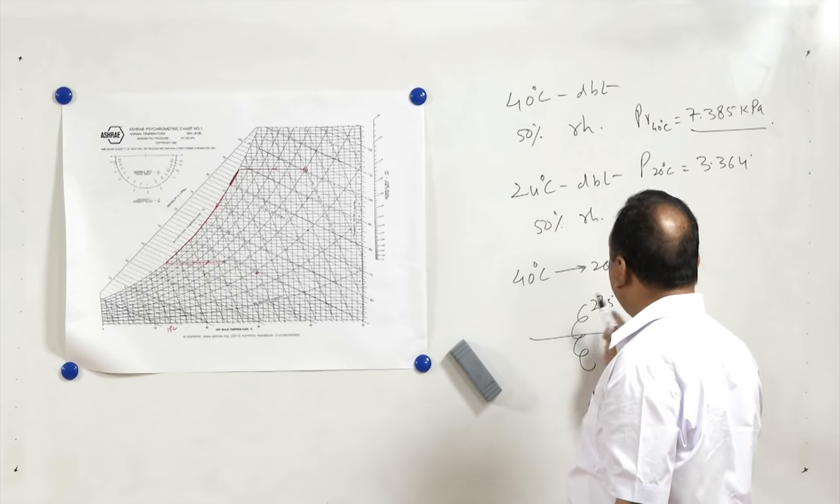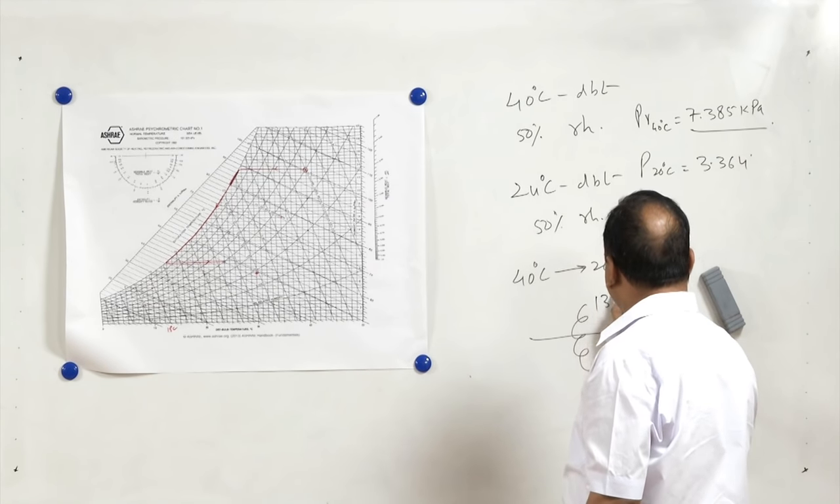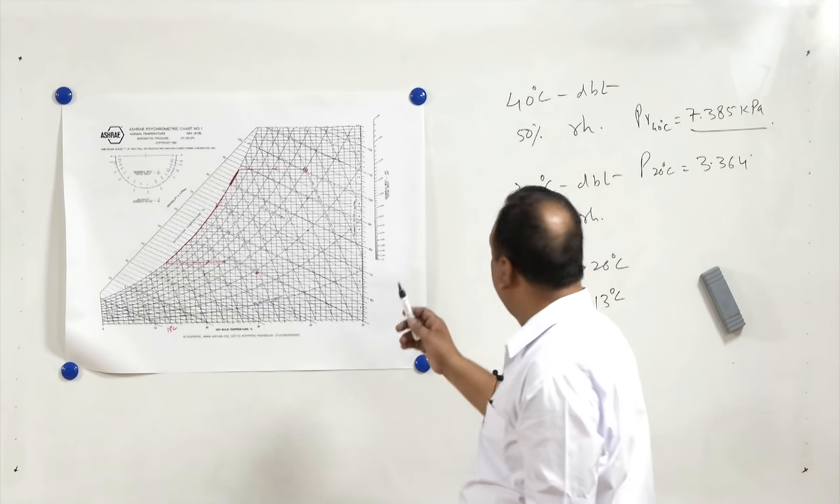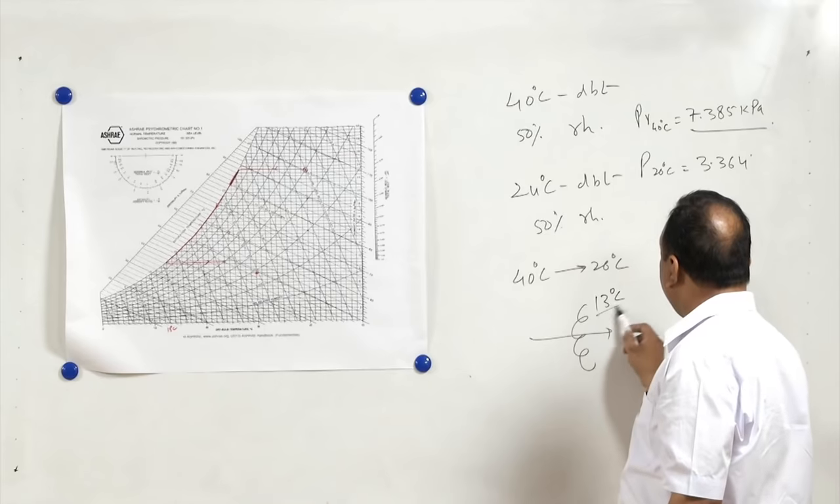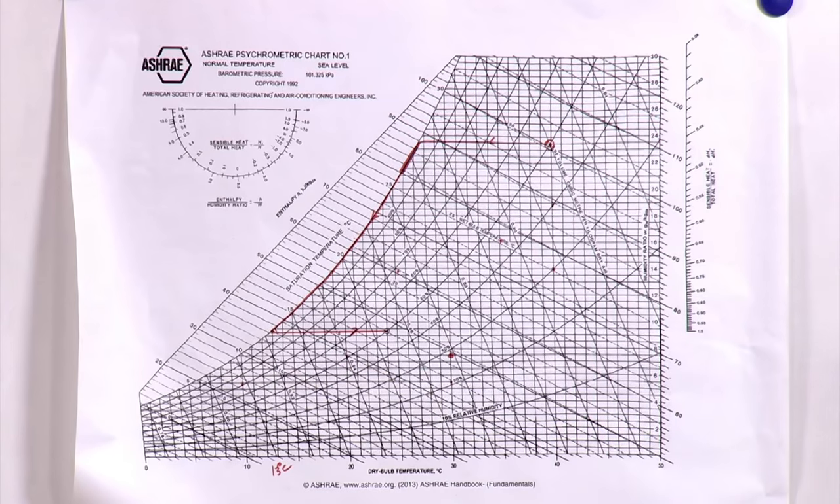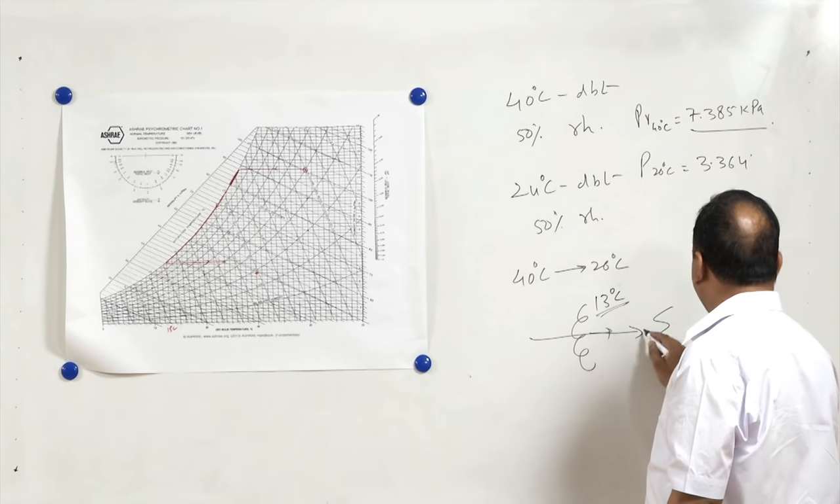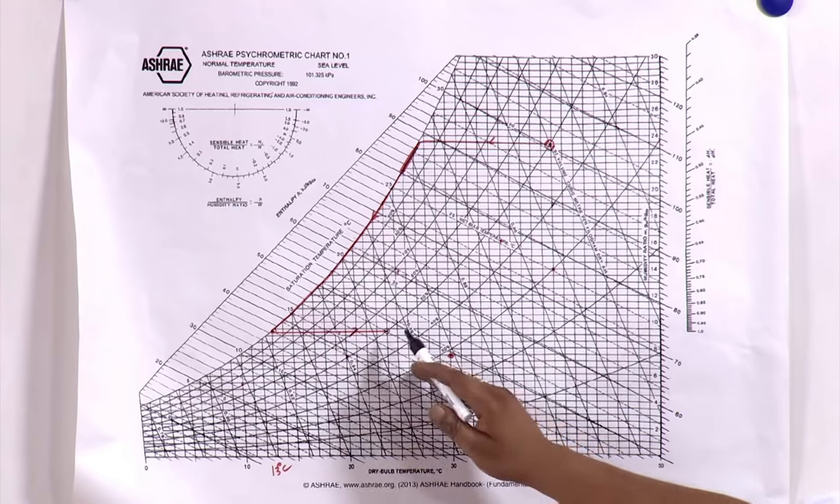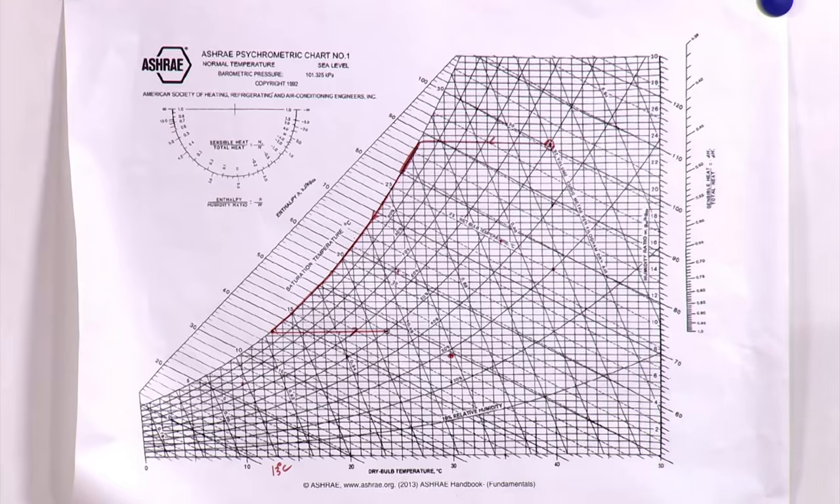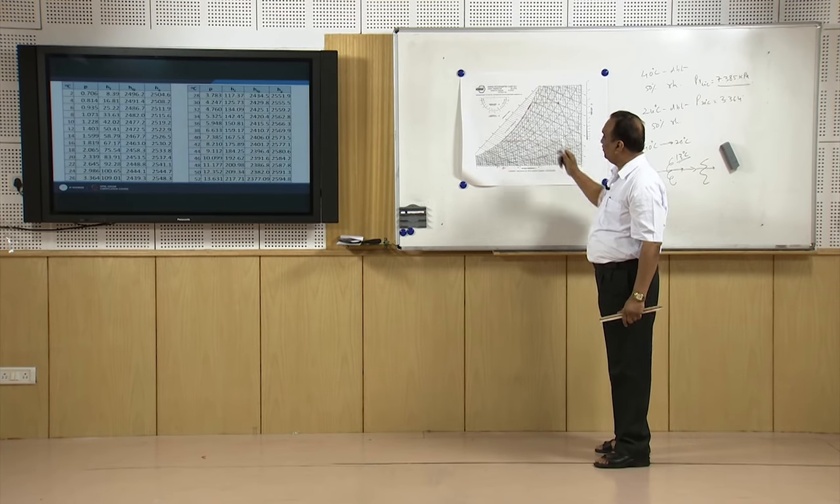So, coil temperature is not 27.5, it is maintained at 13 degree centigrade. So, the air is blown over a coil which is maintained at 13 degree centigrade, and then this air which is emerging from this coil is heated up to 24 degree centigrade, and that is how the state of 50% relative humidity is attained.